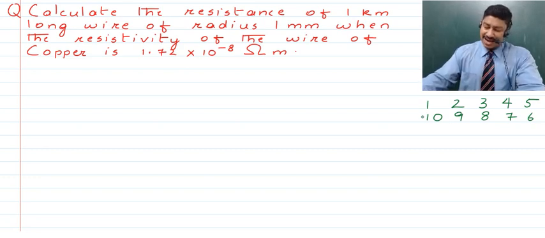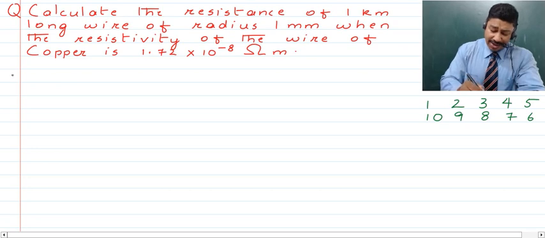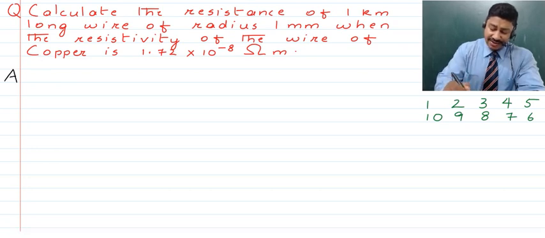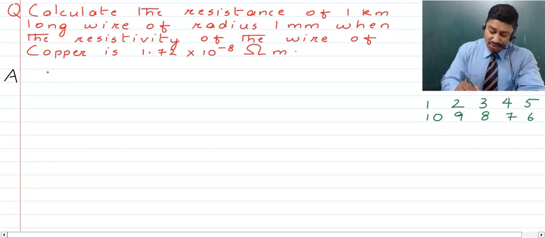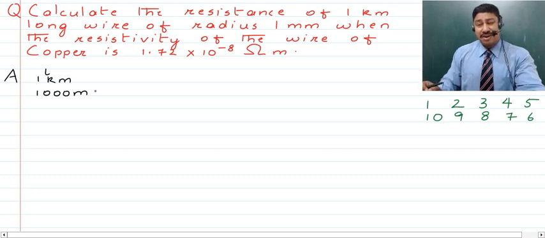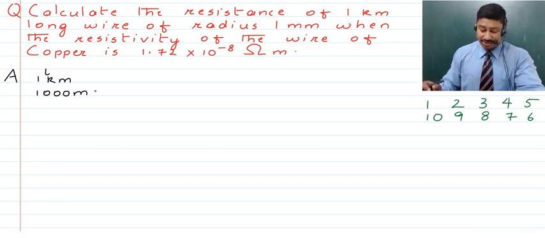In the question you've been given, calculate the resistance of a 1 kilometer long wire of radius 1 millimeter when the resistivity of the copper wire is 1.72 into 10 raised to the power minus 8 ohm meter. So here we've been given a few entities and we will quickly register all of those entities. The first is that the length of the wire is 1 kilometer. So as it is 1 kilometer, we will write this to be 1000 meter. Whenever we talk about kilo, remember kilo means 10 raised to the power 3 or 1000 for any unit which comes after K, that is kilo.